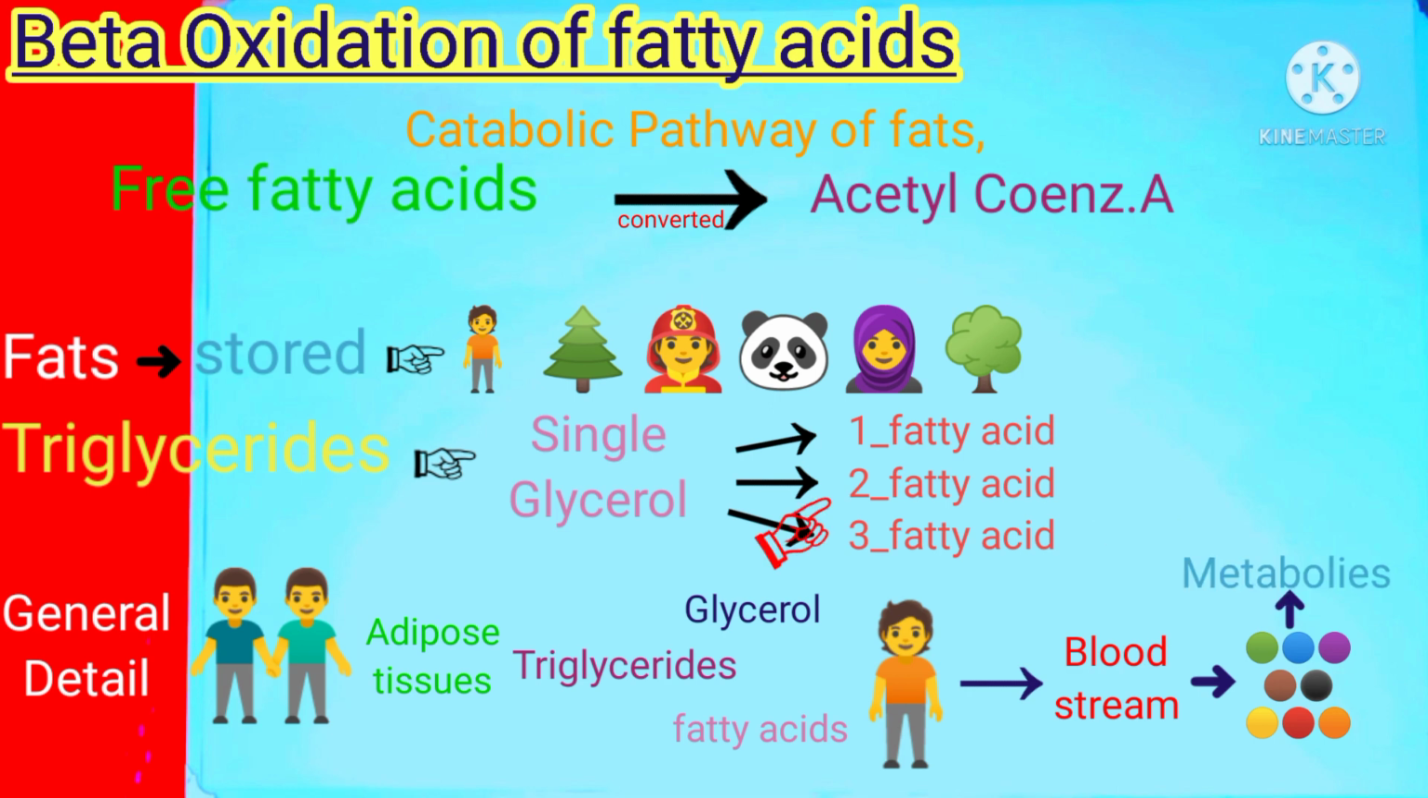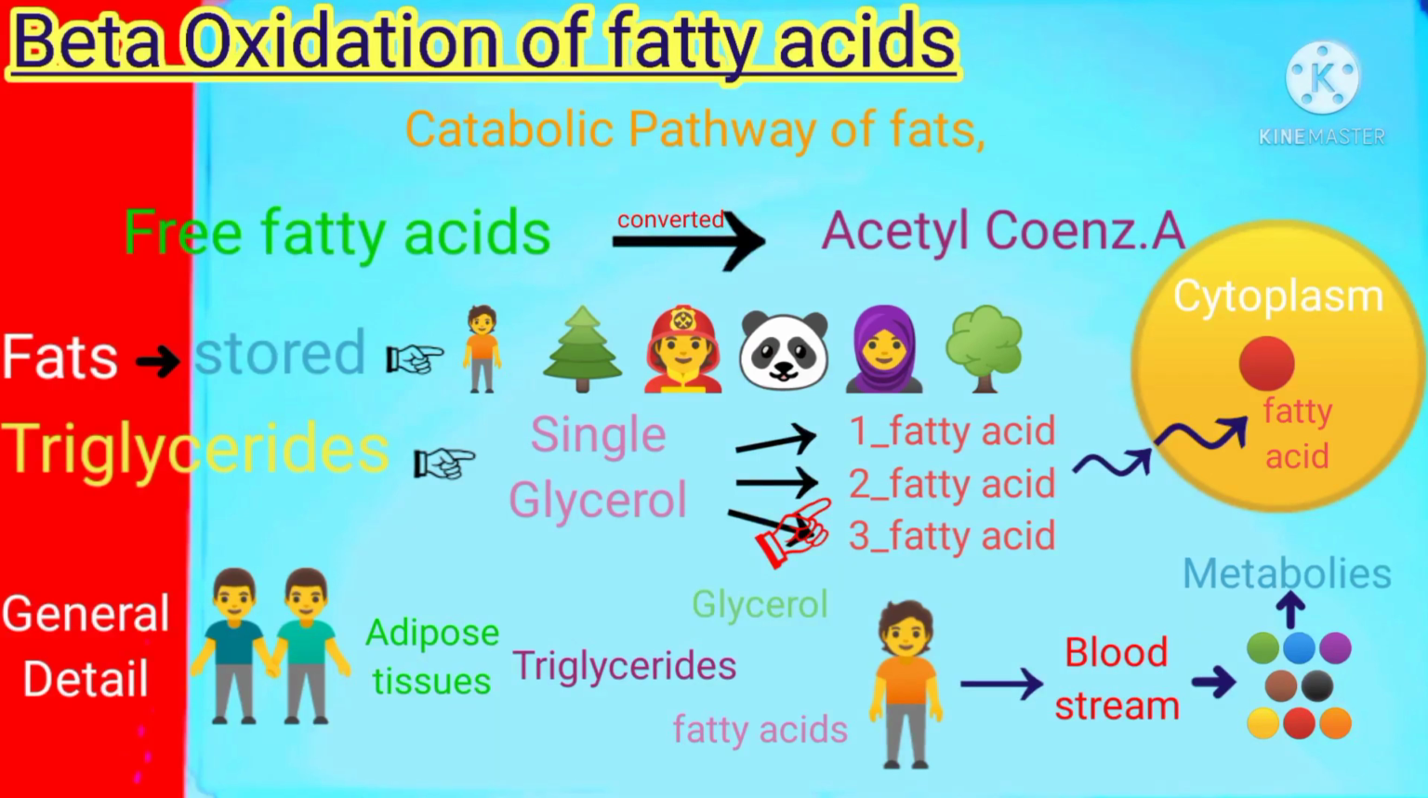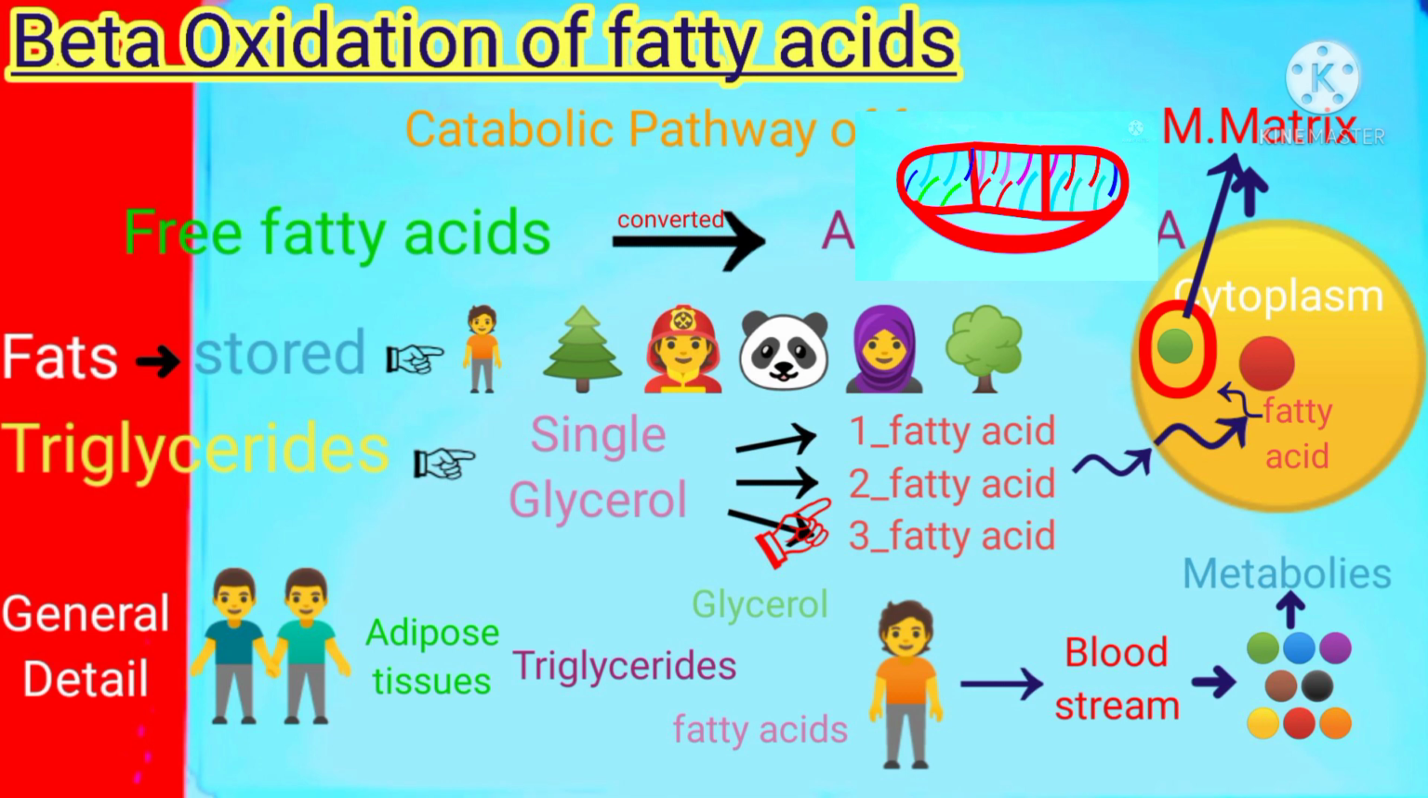Then these fatty acids penetrate inside the cytoplasm of the target cells. During the next stage, these fatty acids pass into the matrix of the mitochondria after passing the inner and outer mitochondrial membranes. During the final stage, the fatty acids are metabolized oxidatively inside the mitochondrial matrix.